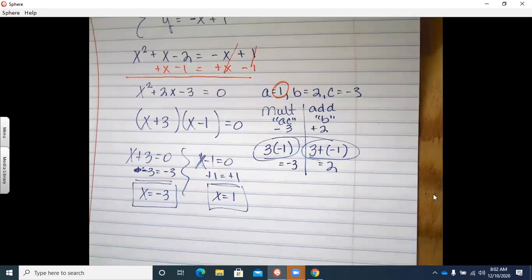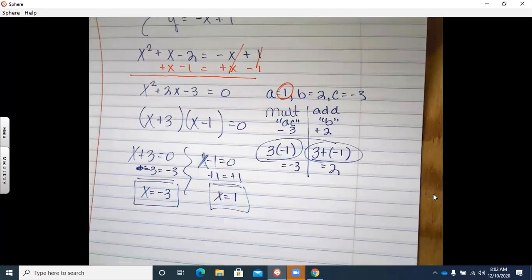That is not an ordered pair. I only am finding the x values where they intersect. They also have y values, but I'm not asking you to find that. Understand?